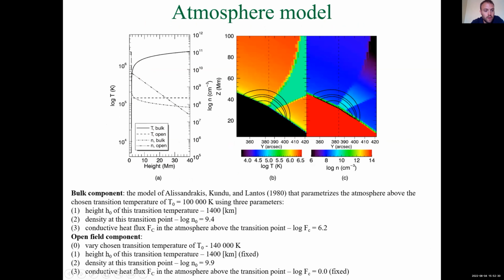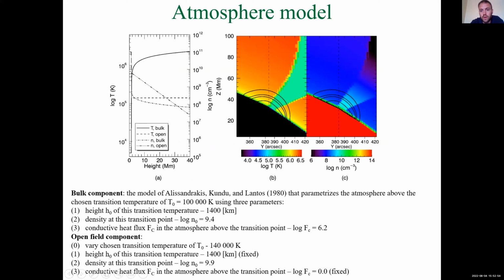So like I said, we set 2 different parameters, parameterize 2 different atmospheres using a model described by Alissandrakis, Kundu, and Lantos, where you have parameters that you can vary: the height where you have the transition layer, the starting density, and the conductive flux. And so I would vary those parameters for the 2 components until I get the best match with the observations.